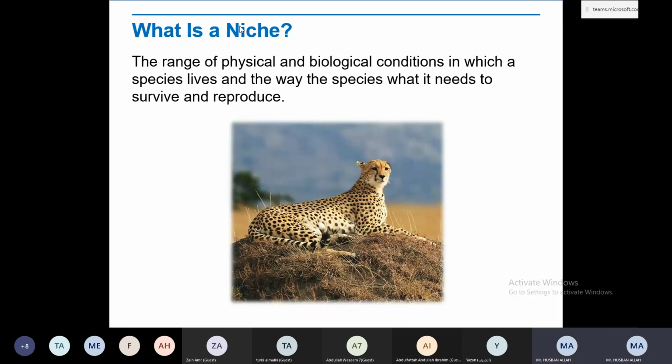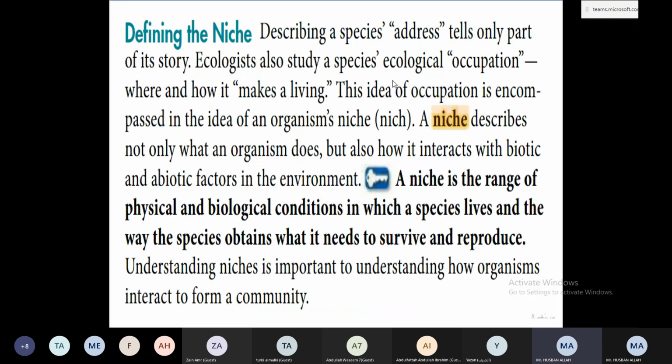All these things we count into what? Clear? The range of physical and biological conditions in which a species lives, and the way the species gets what it needs to survive and reproduce. Defining a biological niche.